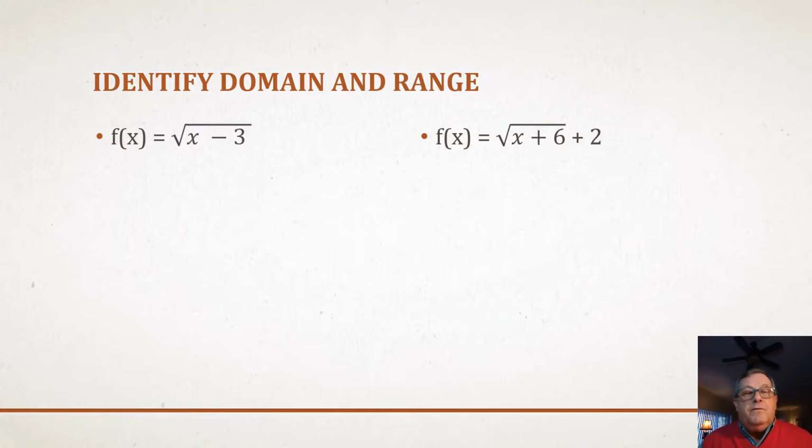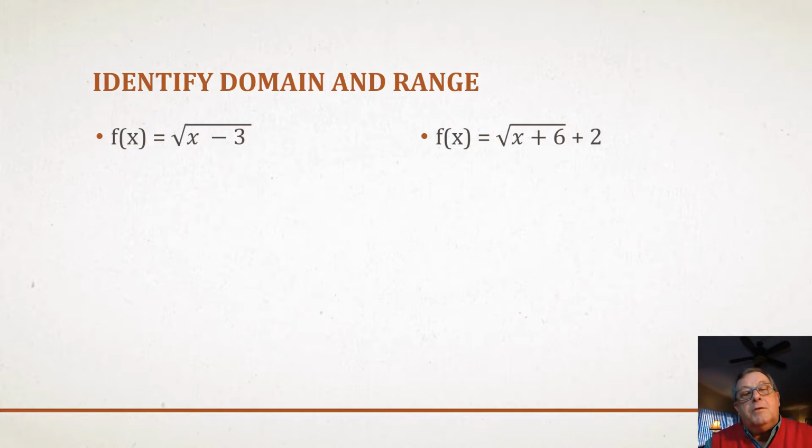But with a square root function, we do see that we can experience a restriction to our domain. And that is, for any real numbers, we cannot take the square root of a negative number. So here we've got a couple of square root functions. We're asked to identify the domain and the range.